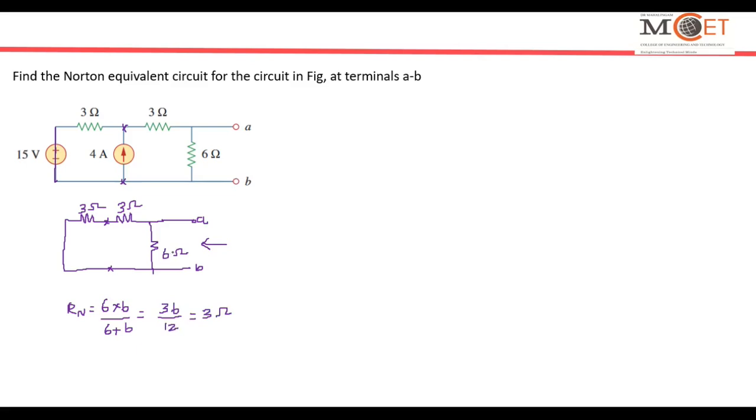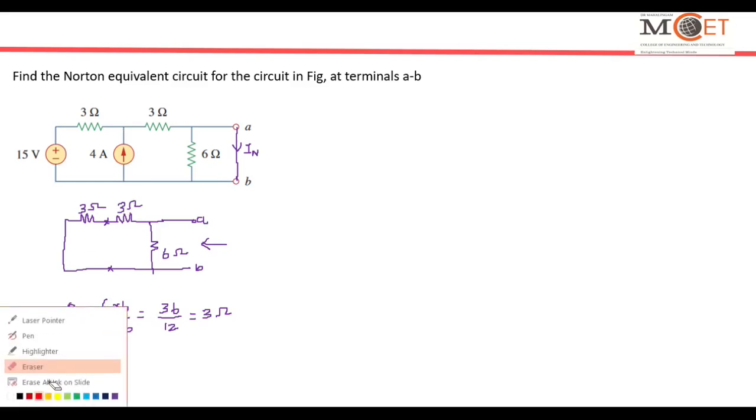How to calculate the Norton's current? I want to short this and I want to calculate what is the current flowing through the shorted terminals. For which I should consider all the sources. So once I try to consider all the sources, I will remove this. So I'm going to consider all the sources now.